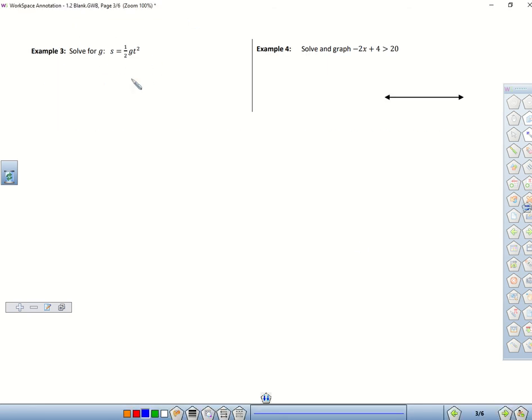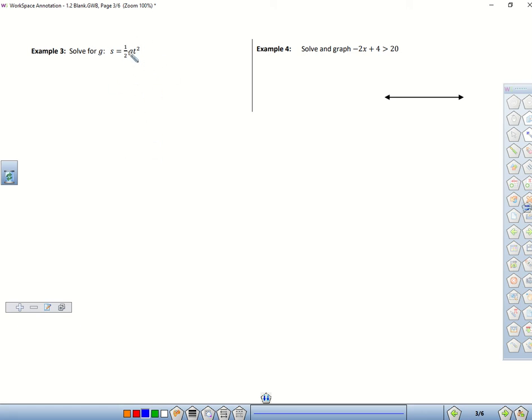So here we have what's called the literal equation, because the definition of a literal equation is an equation that contains more than one variable. And of course here we have 3 variables. So we're asked to solve for g, which means that we want to get everything that isn't g on this right side over to the left side to isolate g.